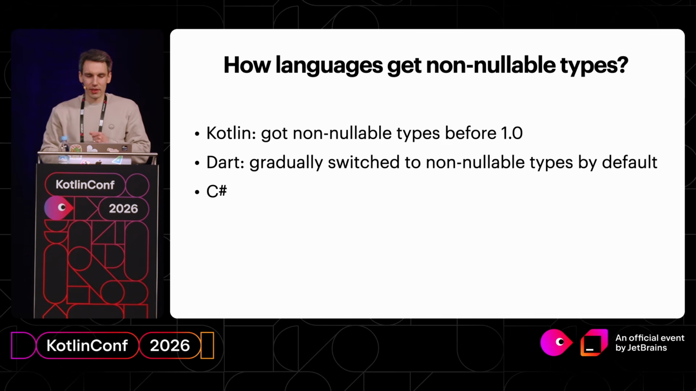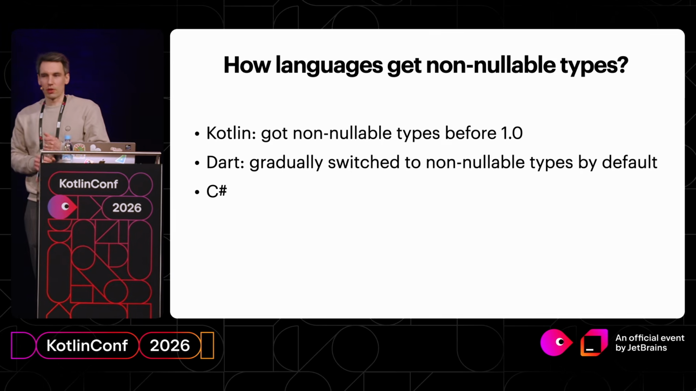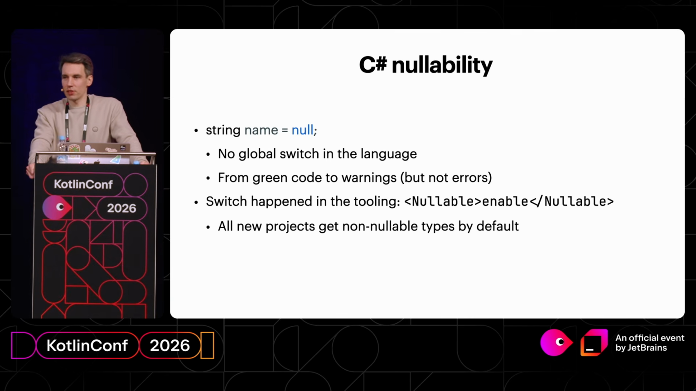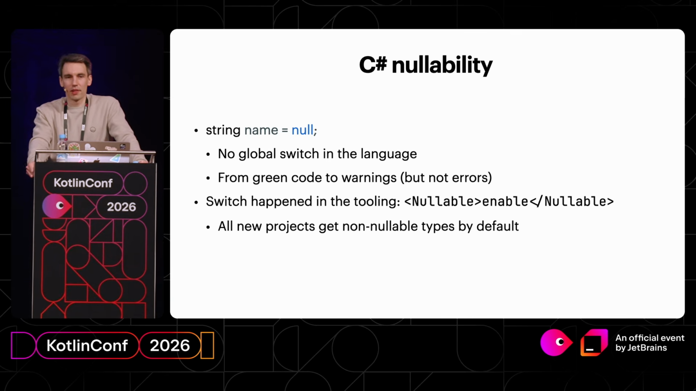Good. So in Dart, they gradually switched to non-nullable types. So what happens in C#? In C#, the story is slightly different. The ecosystem is older. They have many more lines of code. They have frameworks and so on. So there's actually no global switch in the language.